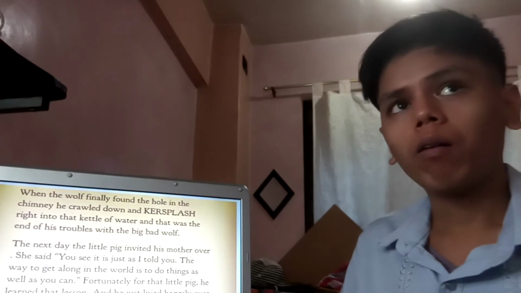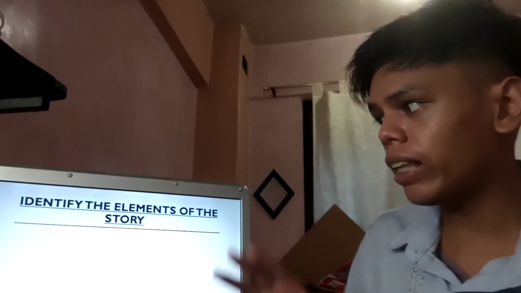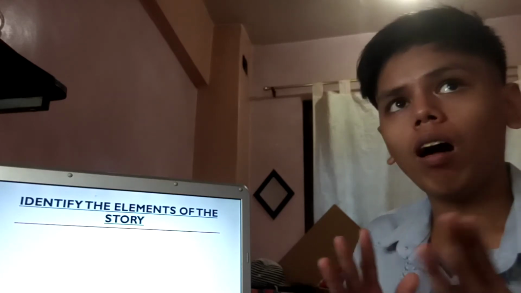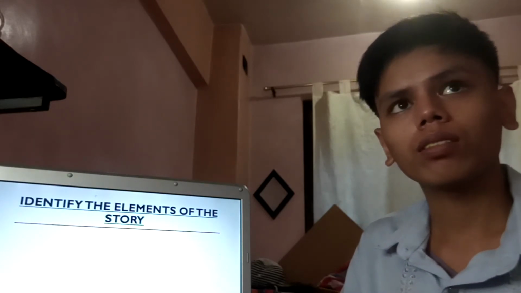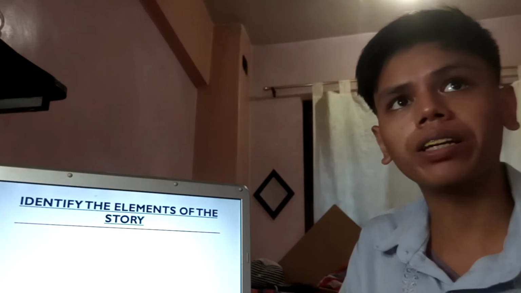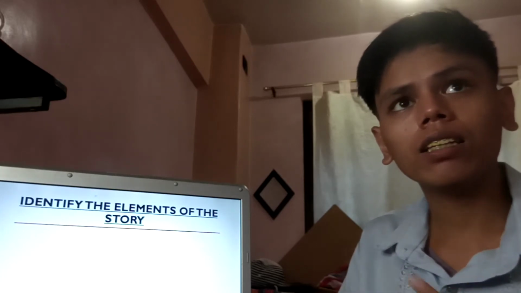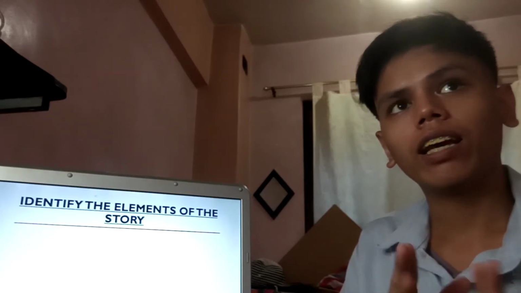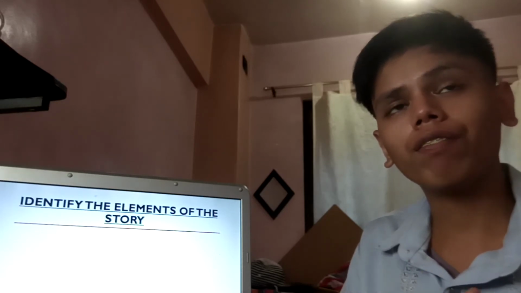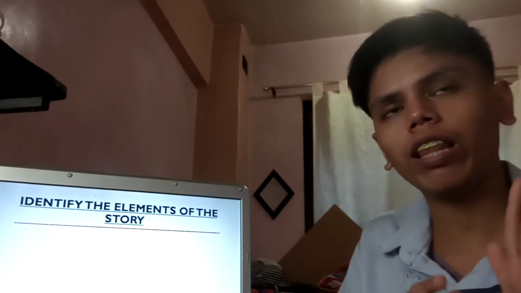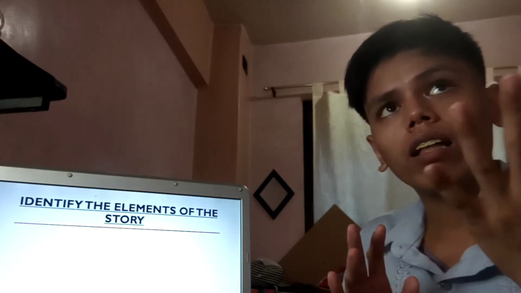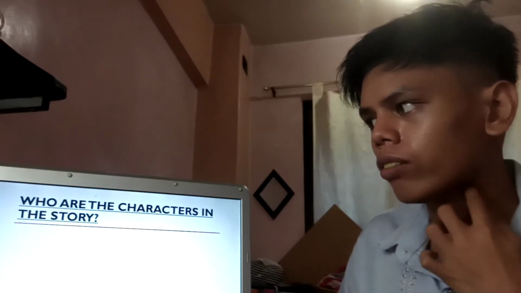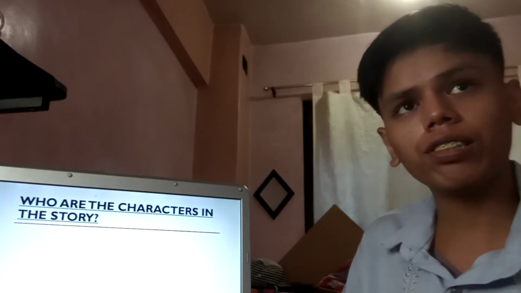Okay, so what we are going to do next is to identify the elements of the story. So, what again are the different elements of the short story, class? Okay, so first is character, second, setting, third, plot, fourth, conflict, fifth, moral of the story. Those five elements, we are going to identify using the story that we have read. Okay, so first, who are the characters in the story?